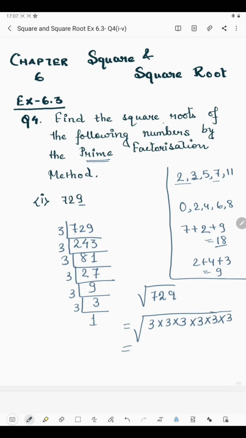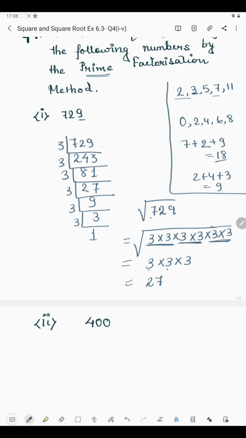Now we will make pairs over here. This is one pair, this is another pair, this is another pair. From each pair we will take one 3. So from each pair we will take 1 three. So the square root of 729 will be 3 3s are 9, 9 3s are 27.